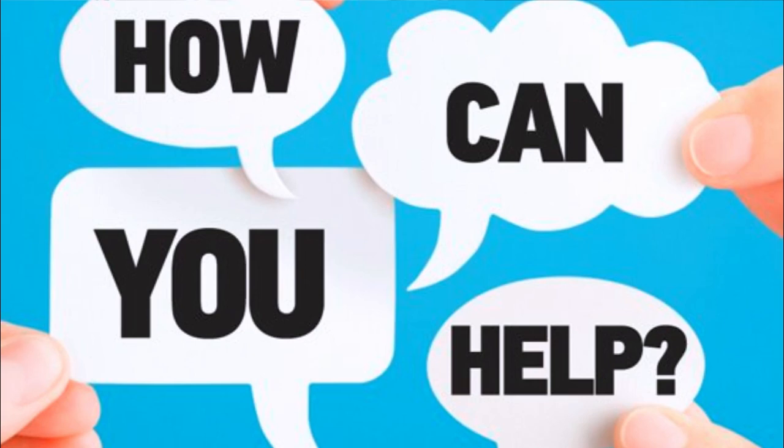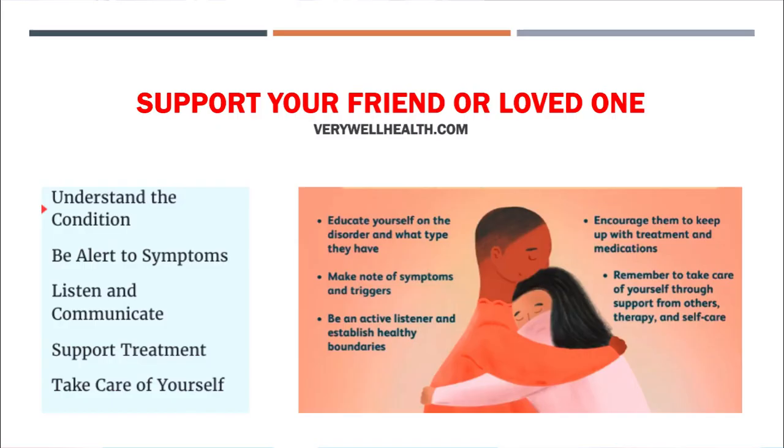Now you might be wondering, how can I help? If you have a loved one who has bipolar disorder, here are some tips from verywellhealth.com. Support your friend or loved one, first by understanding the condition. Educate yourself on the disorder and what type of disorder they have. Be alert to their symptoms. Make note of symptoms and what triggers them. Listen and communicate. Be an active listener and establish healthy boundaries. Support treatment. Encourage them to keep up with treatment and take their medication.